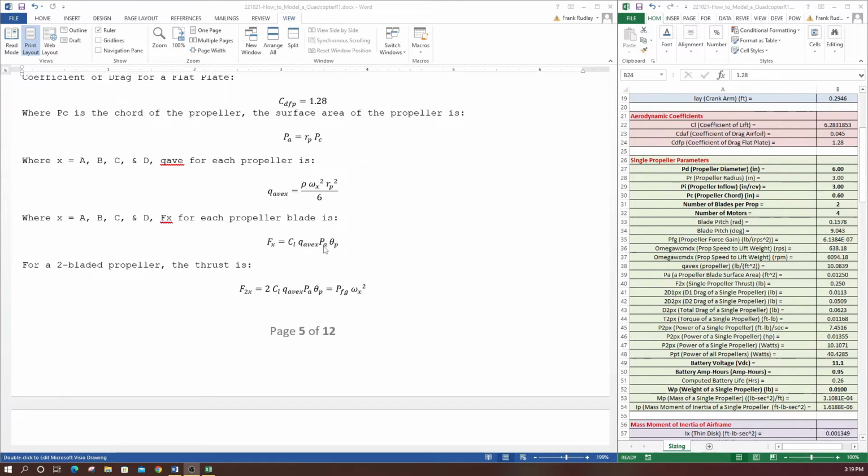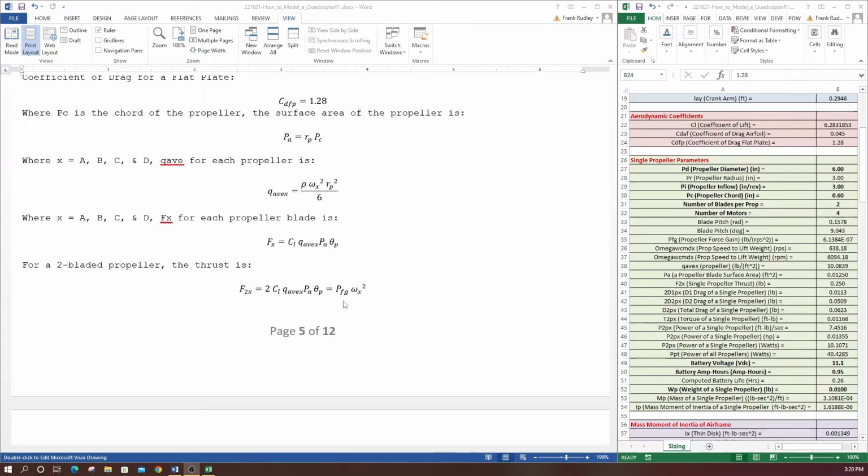These propellers are two-bladed propellers, so this is just for a single blade. This is the coefficient of lift times the average dynamic pressure times the surface area of that blade times the pitch angle. So that would be the force generated from the propeller. For a two-bladed propeller, the thrust, I call it F2x, is equal to 2 times the coefficient of lift times the average dynamic pressure times the surface area times the blade angle. So that's this equation times 2.